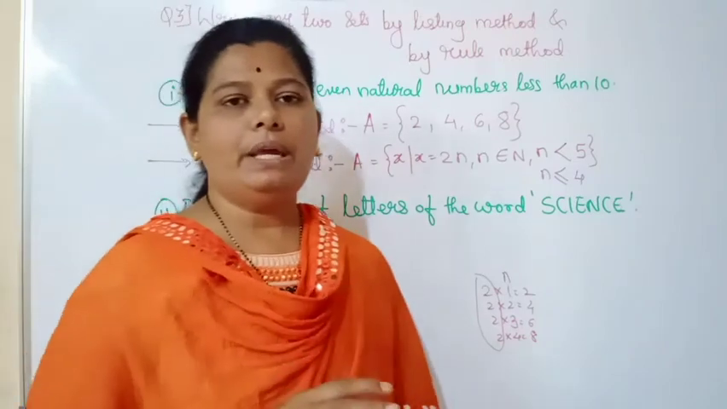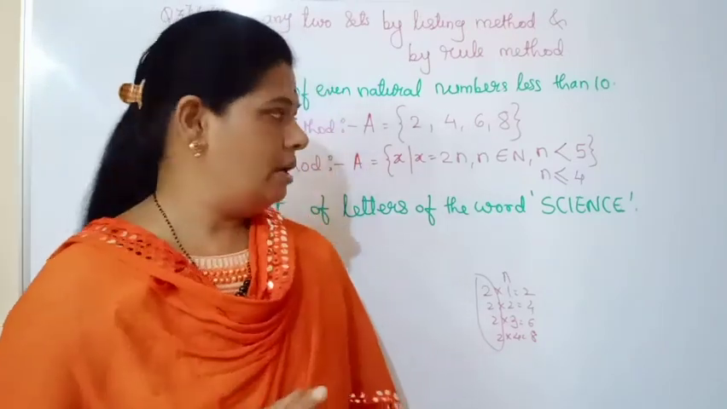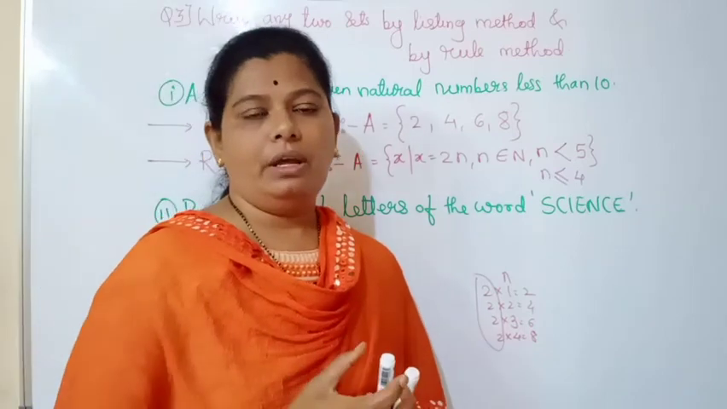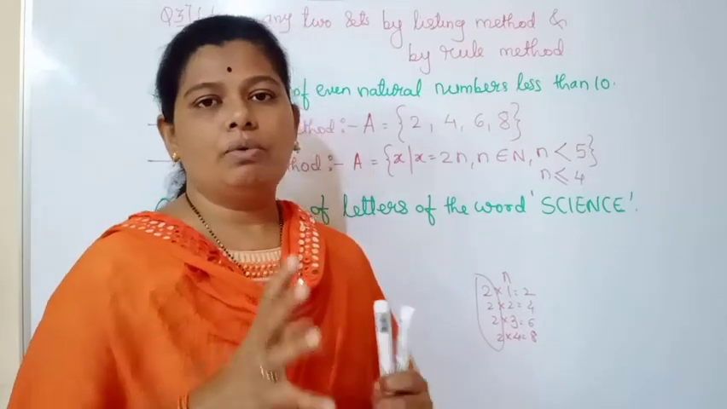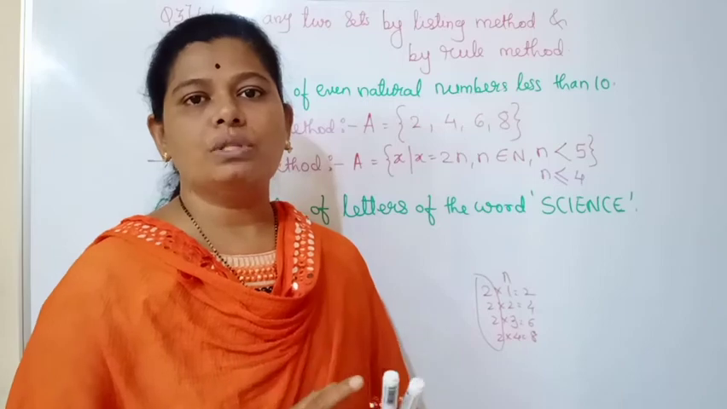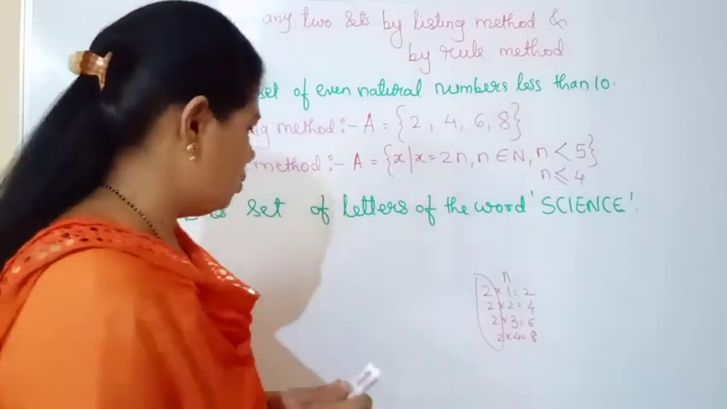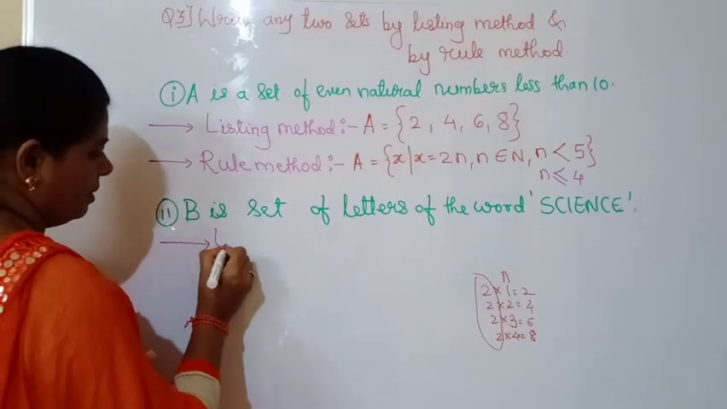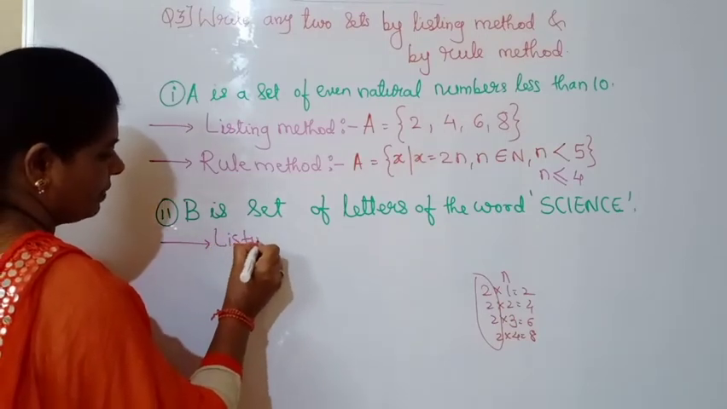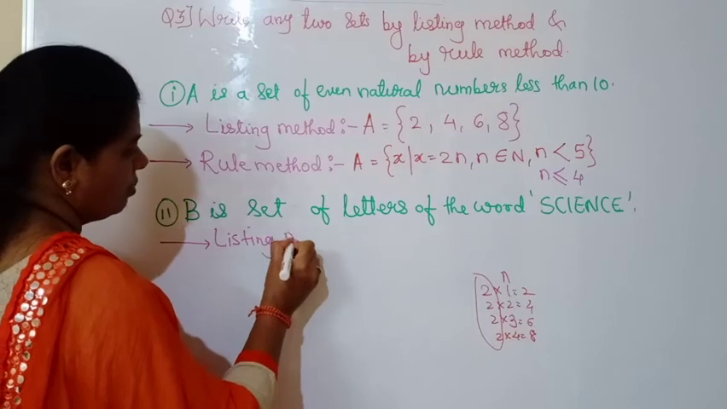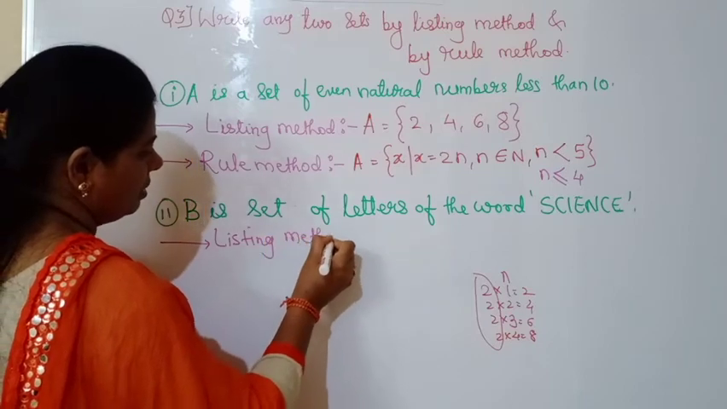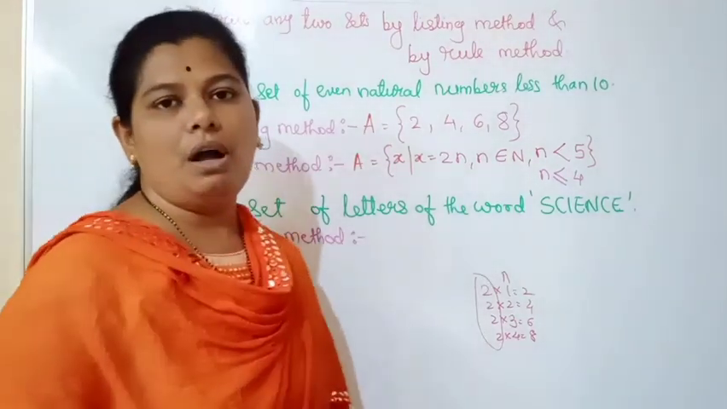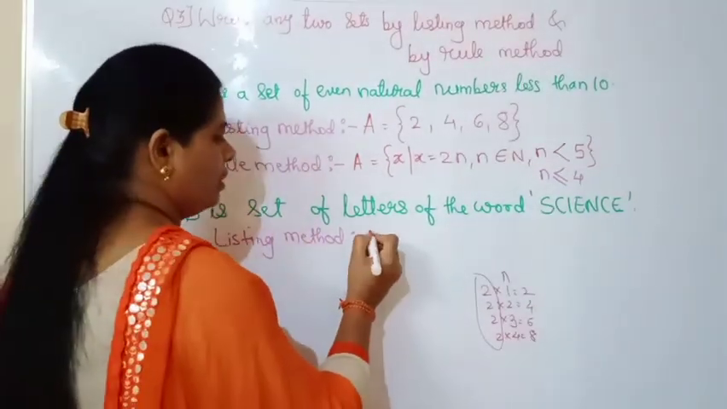B is the set of letters of the word science. So whatever alphabets are there in the word science, we have to make a set of those alphabets. First of all we will write the listing method. Now we will see which alphabets are included in the word science.